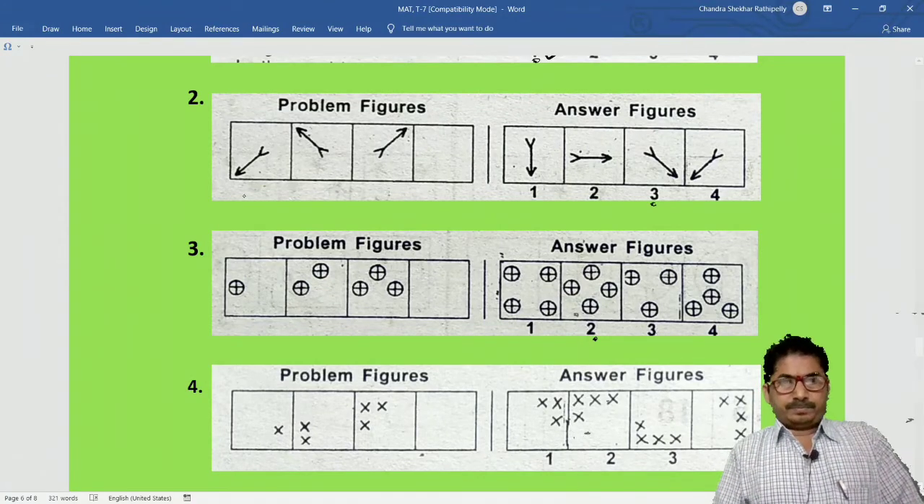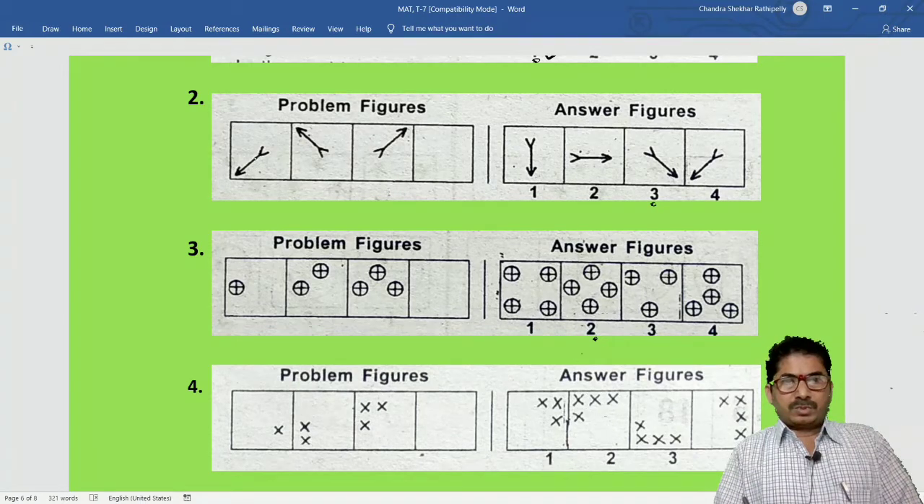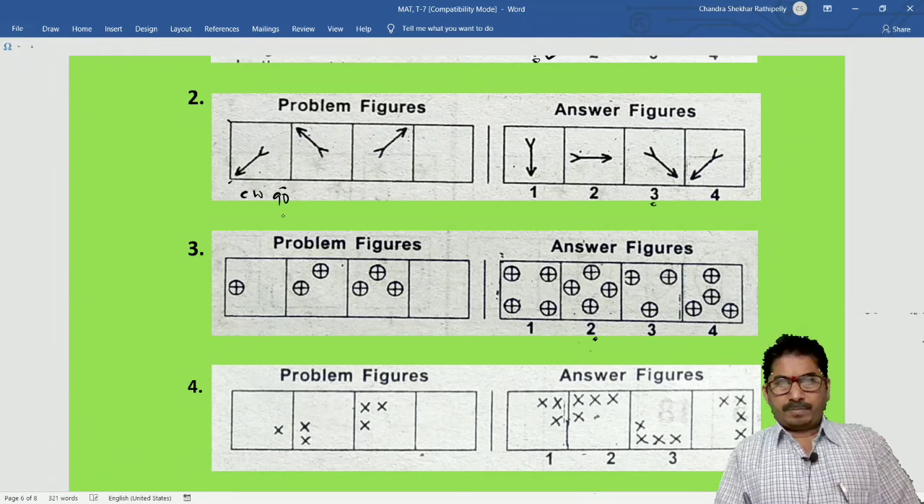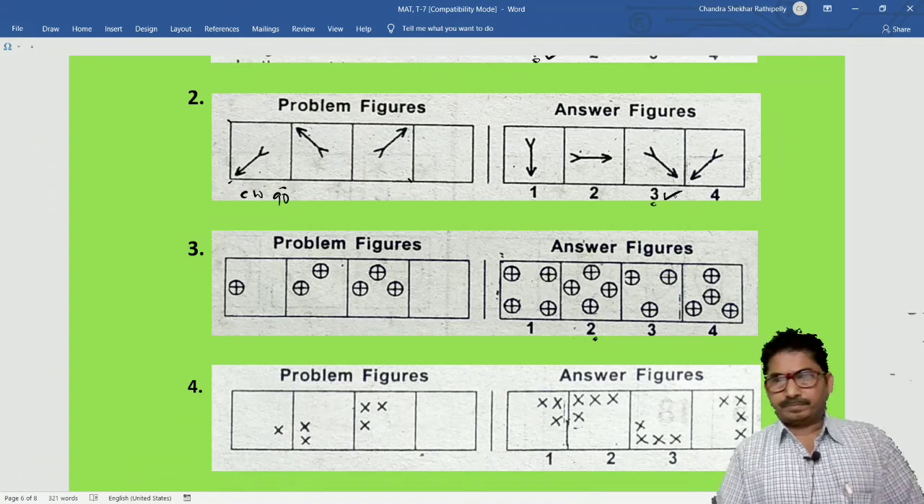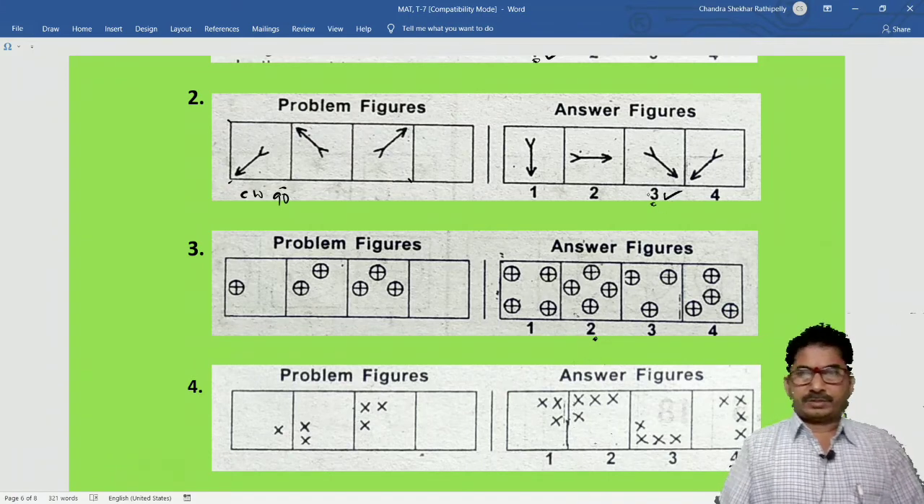Second question, problem figure. This is also clockwise, arrow to arrow came 90 degrees clockwise, 90 degrees. Here also clockwise 90 degrees. Next, arrow to arrow will come this side. So here we have only one and only one. So third one is correct.